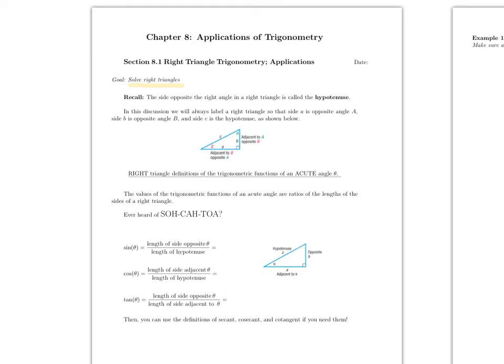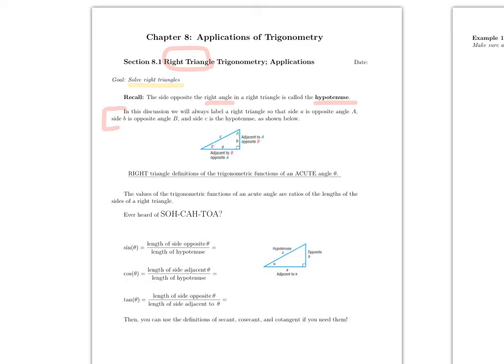This first page is just a lot of definitions, setup, remembering some things about triangles. Remember that the side opposite the right angle in a right triangle is called the hypotenuse. So in section 8.1, we're studying special triangles, just right triangles right now. So there's a right angle in your triangle. The side opposite that angle is called the hypotenuse. Labeling is really important here.